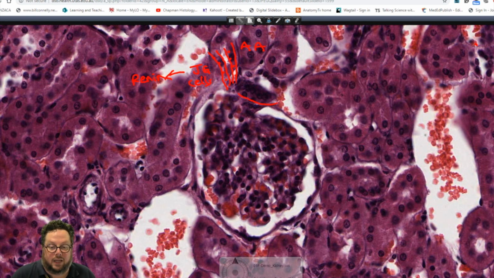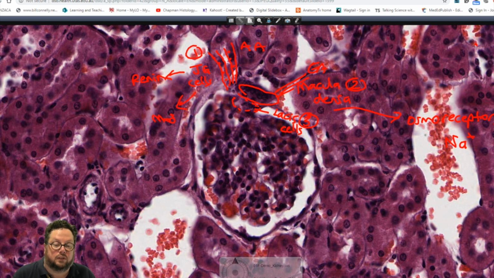Okay, so here's our macula densa. And then we'd have our efferent arteriole here. Interspersed in between, we might see some other cells, known as lacis cells or extraglomerular mesangial cells. Those are the three components of our juxtaglomerular apparatus: our JG cells, our macula densa cells, and our lacis cells, or extraglomerular mesangial cells. As I say, the macula densa are osmoreceptors, and they detect levels of sodium. JG cells are modified smooth muscle cells.